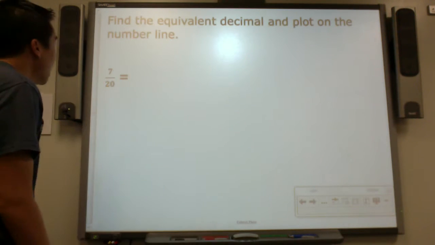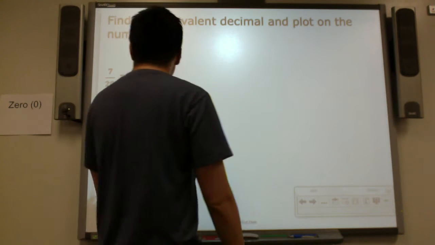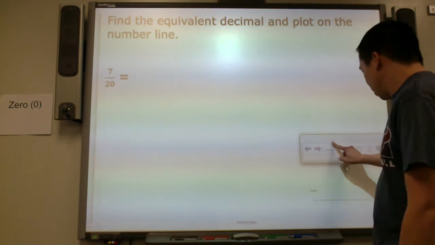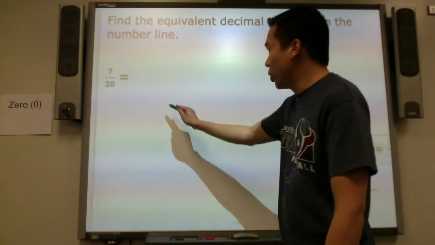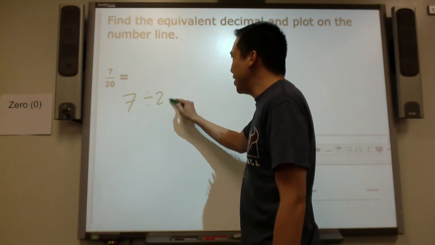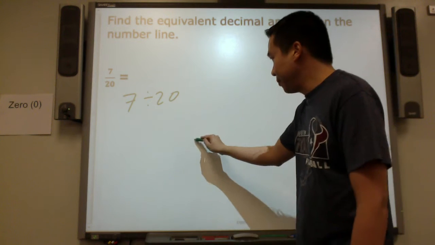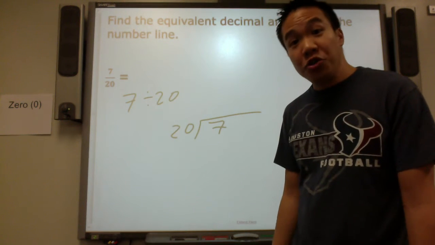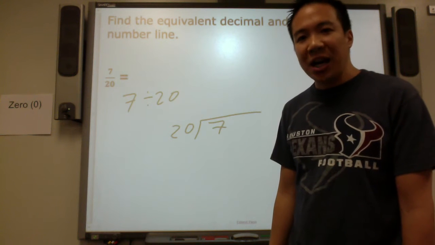So let's begin the first one. Find the equivalent decimal and plot on the number line. We're going to go back and plot it on here. So let's start with our first one. We have 7/20. You can say that as 7 divided by 20, or 7 divided into 20 parts. Or use TIBO, top number goes in, bottom goes out.